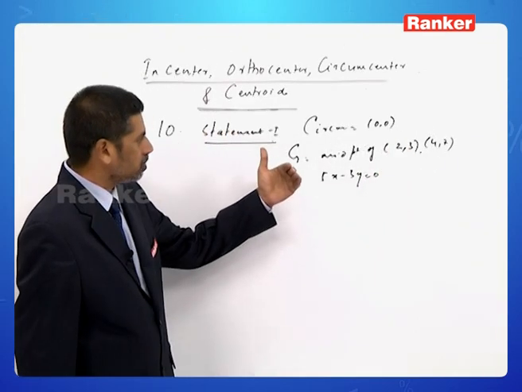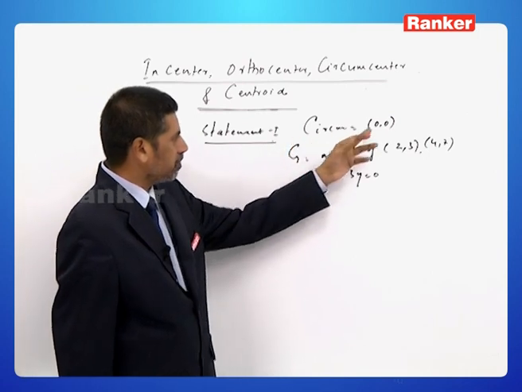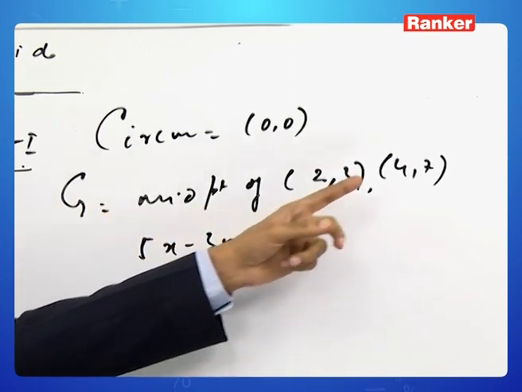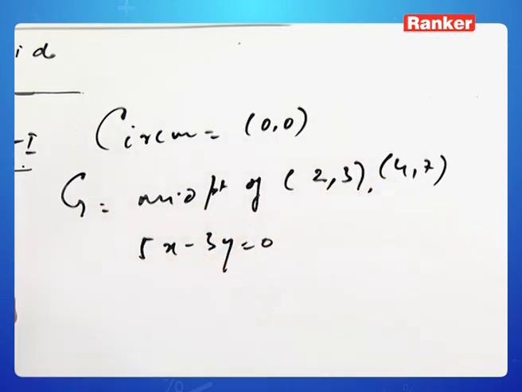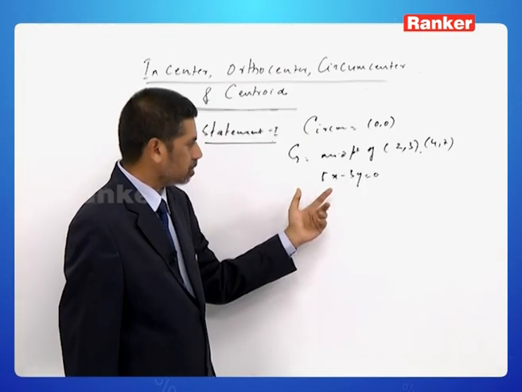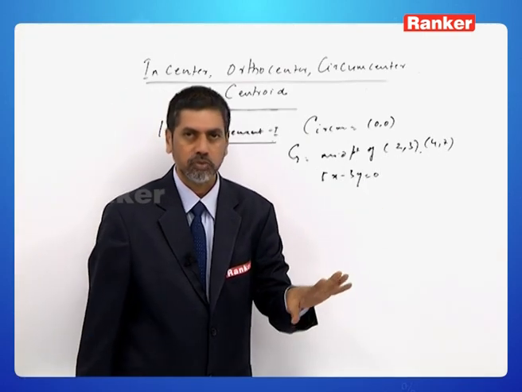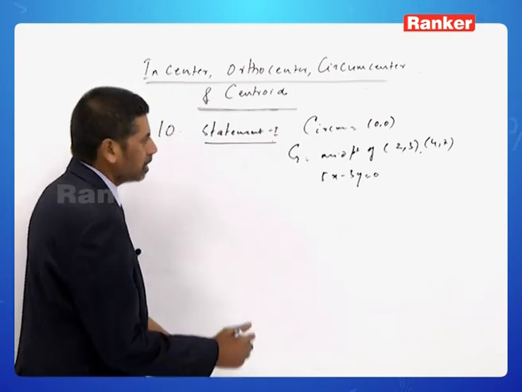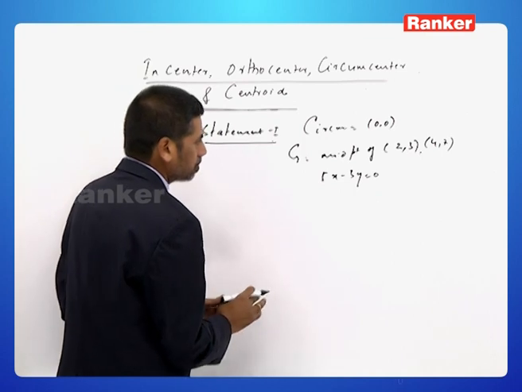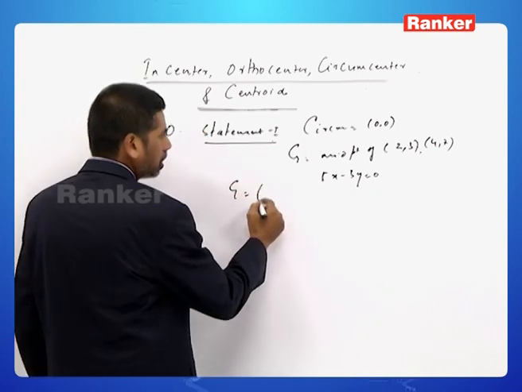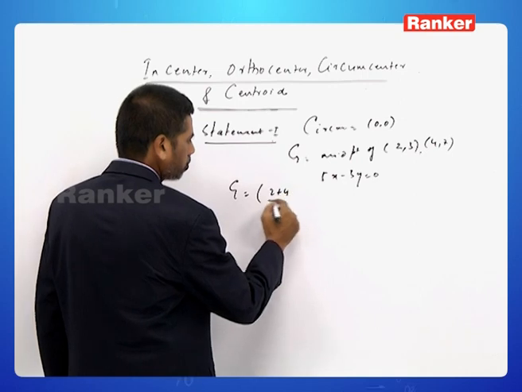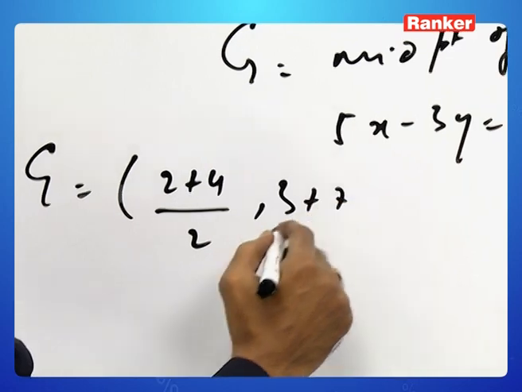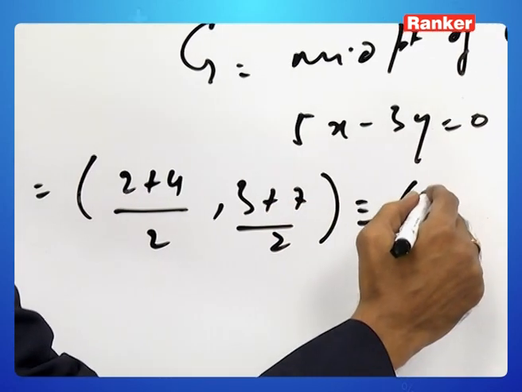Okay, the statement number 1 which is being made is circumcenter is given to be the origin, and the centroid happens to be the midpoint of these two, and the orthocenter lies on the line 5x minus 3y is equal to 0. This is a statement which is made, right? Let us first discuss the correctness of this. Now, what is G? G is (2 plus 4)/2 and (3 plus 7)/2, which is identically equal to (3, 5).